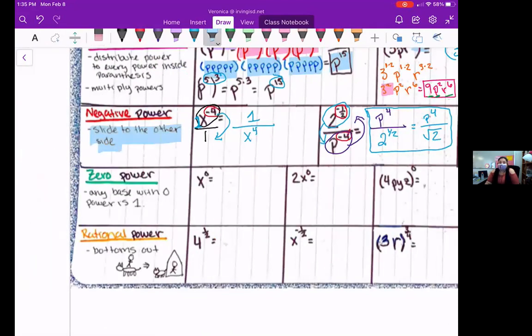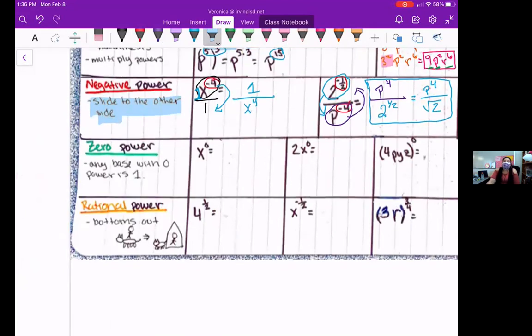Okay, zero power. Zero power is so easy, but it's so easy to forget. Any base with a 0 exponent is 1. That's it. So right here, we have x to the power of 0, and so our answer is 1. You're done.